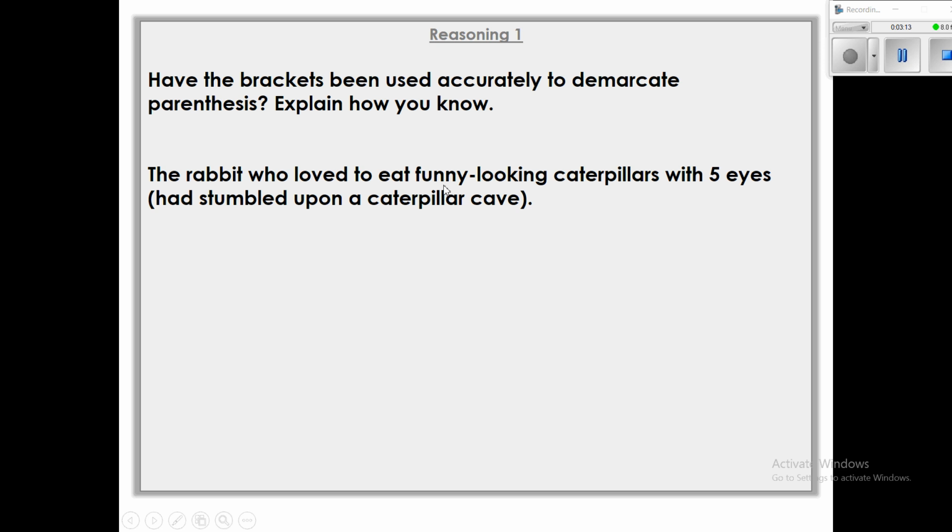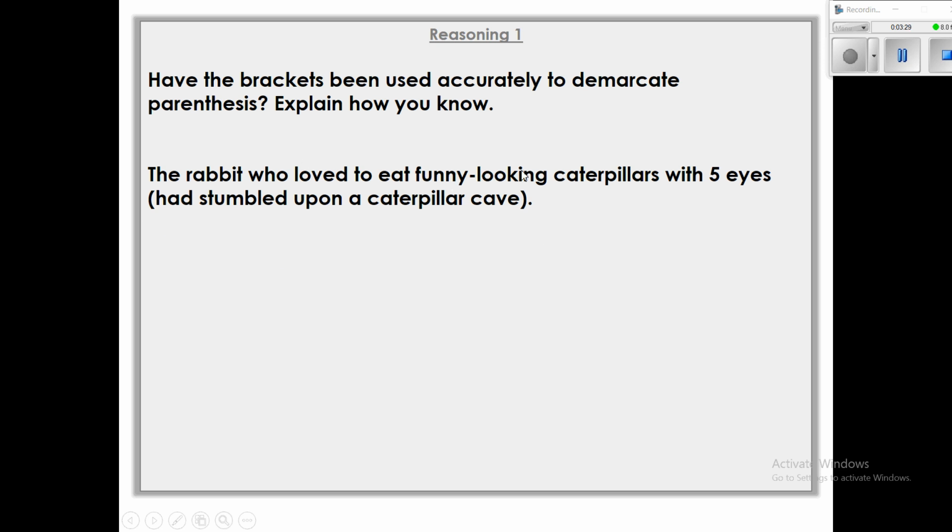So we've got the rabbit who loved to eat funny-looking caterpillars with 5 eyes. I can't read this caterpillar's back. Had stumbled upon a caterpillar cave. Oh, okay. So have the brackets here, though, been used in the correct place in the sentence? So read the sentence again.